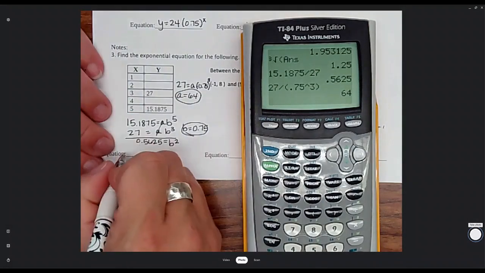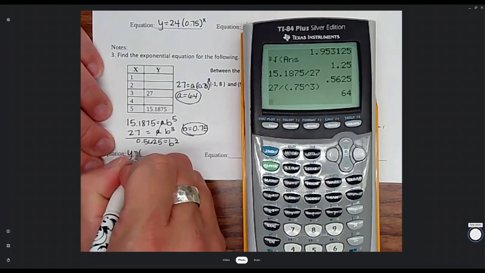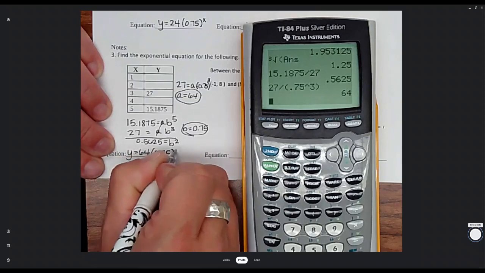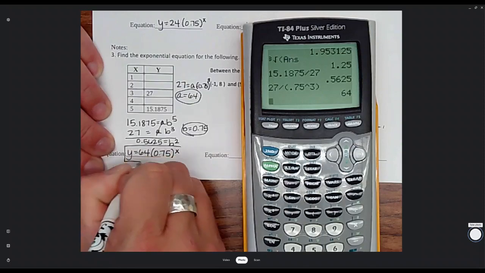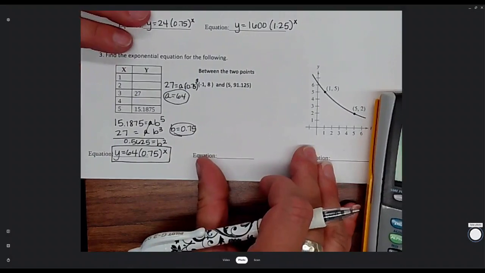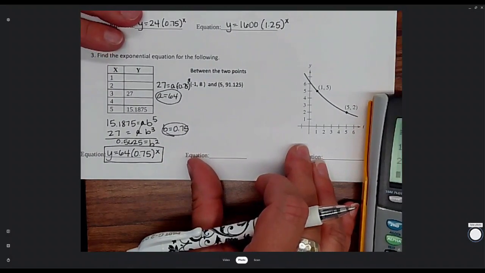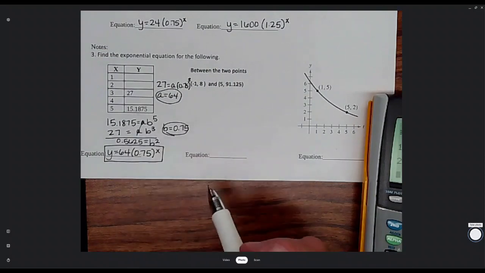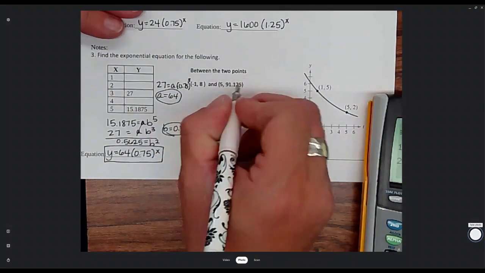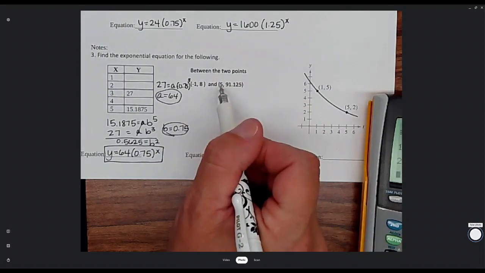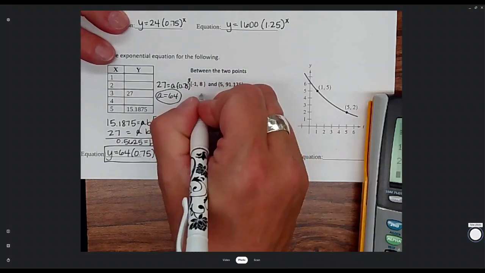Now we can write our equation. So y equals 64 times 0.75 to the x. All right. How about when the information looks just a little bit different? Same information, it just looks a little bit different. This one was in a table. Now here we're just given two points. So again, I'm going to start by setting up my equations, the y equals ab to the x.